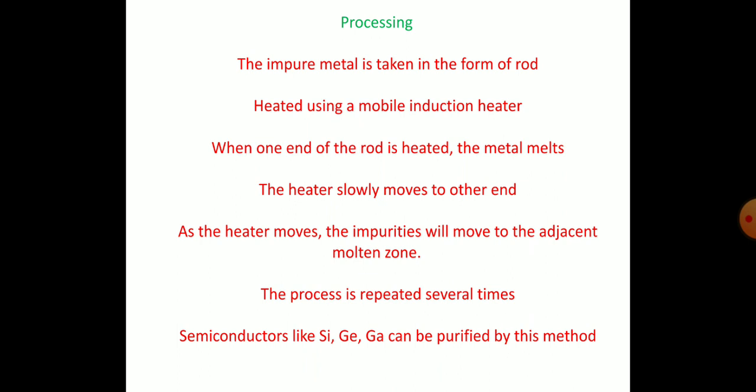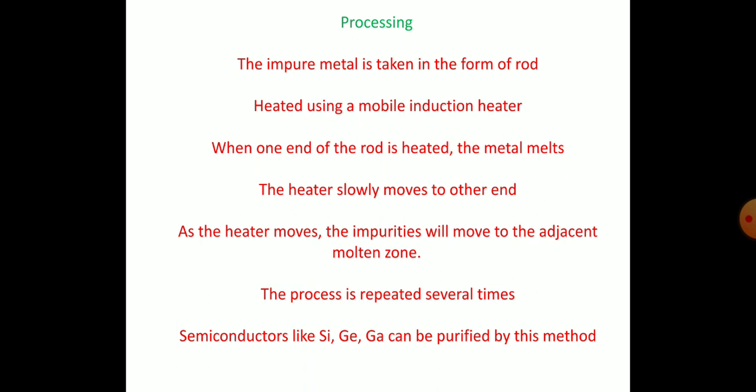Okay, and this process is repeated several times in order to get the ultra pure form of the metal. This heating and solidification process is repeated several times. So finally, what will we get? We will get the ultra pure form of the metal. And in this zone refining method, semiconductors like silicon, germanium, gallium, and so on, these elements can be purified by using what process? By using this zone refining process. Is it clear, students, what we are doing in the zone refining process?